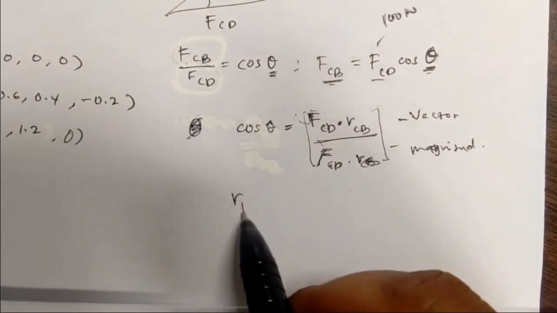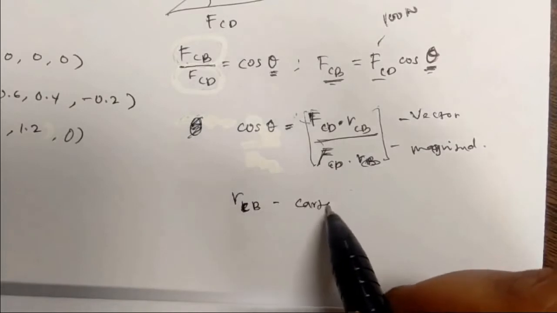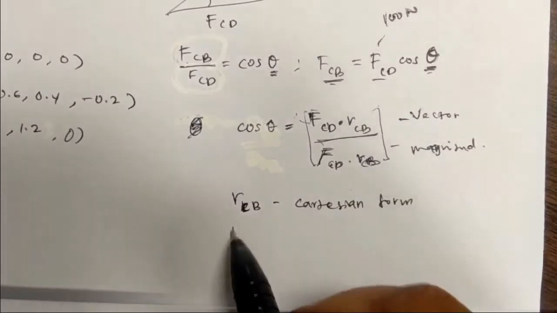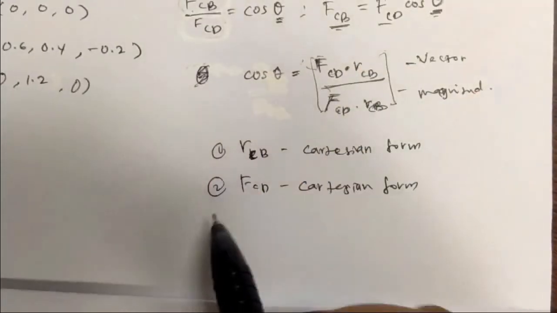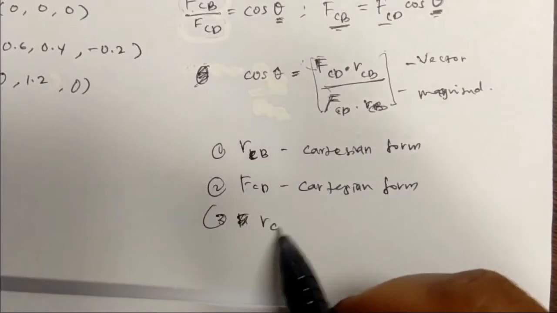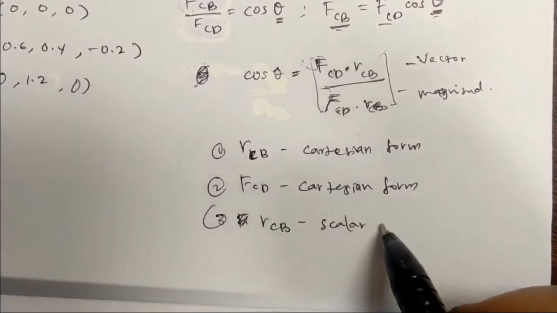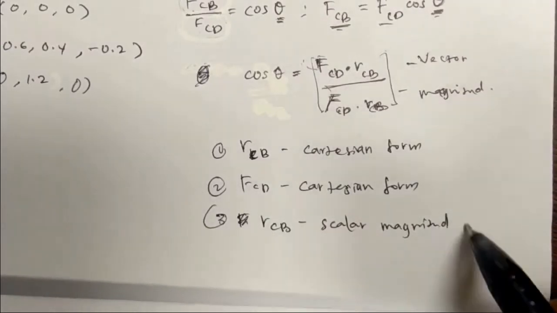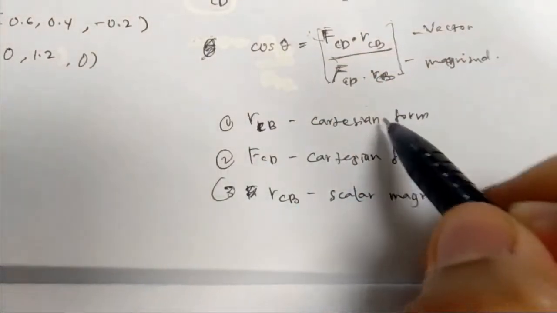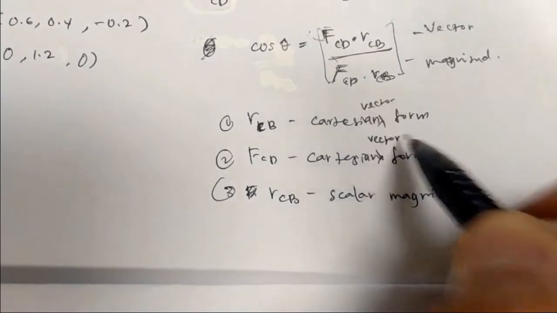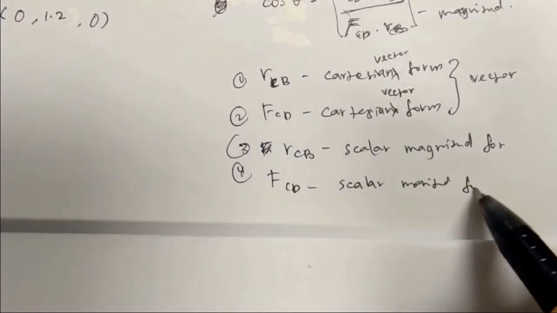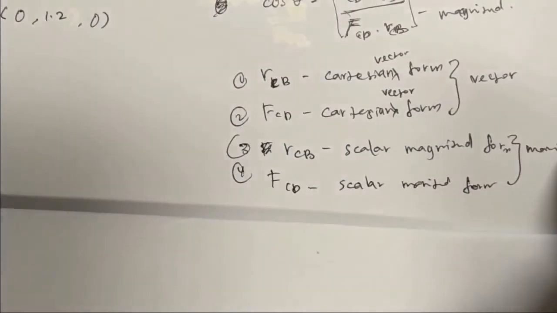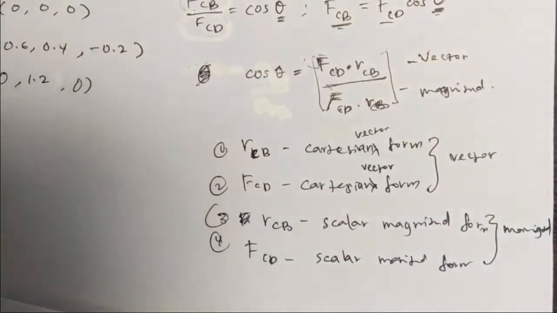So you need to find number 1, RCB in Cartesian form, number 2, FCD in Cartesian form, number 3, RCB in scalar magnitude form, and number 4, FCD in scalar magnitude form. These two are Cartesian vector forms, and these two are magnitudes.